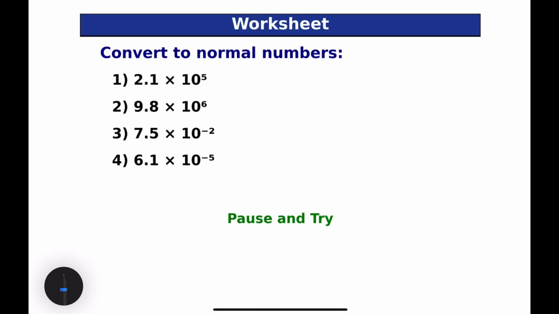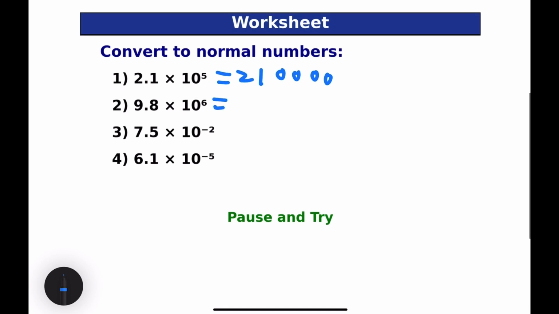Okay, I've got some questions for you to try, and this is the last lot of questions. So pause the video, have a go, come back to watch the solutions. Okay, first question. So we can multiply 2.1 by 10 5 times. So that's once, and then 2, 3, 4, 5. So the answer would be 210,000.